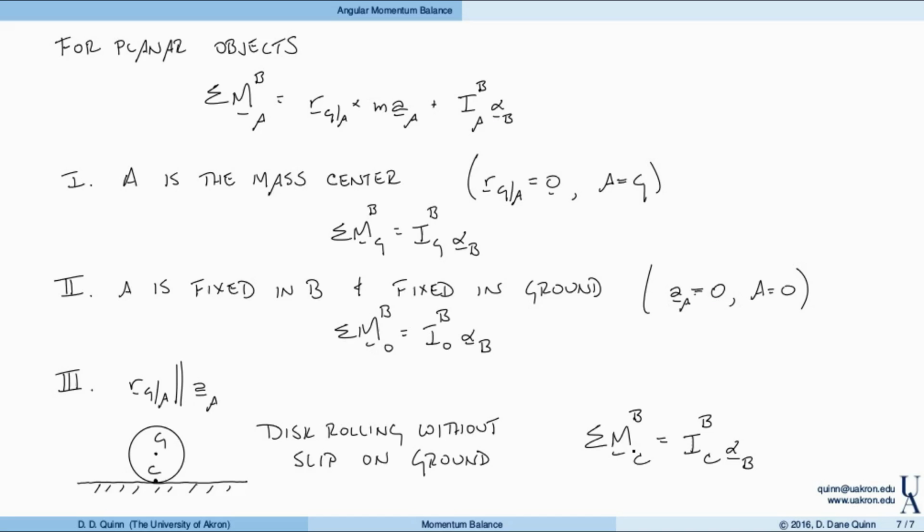So that is our discussion and derivation of momentum balance, linear and angular momentum balance, for a rigid object undergoing planar motion. This will be the basis for much of the work that we do following, and in particular deriving equations of motion for the planar dynamics of rigid bodies.